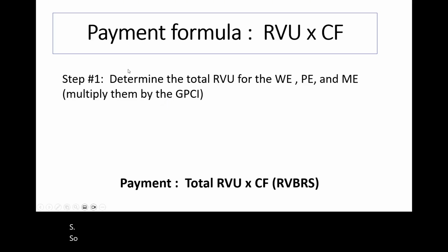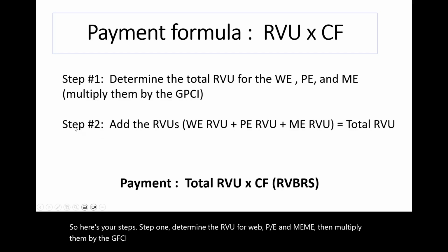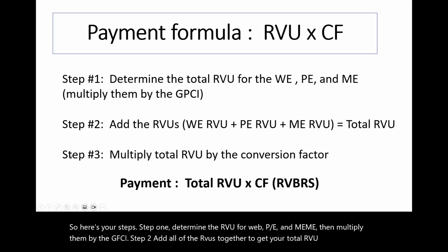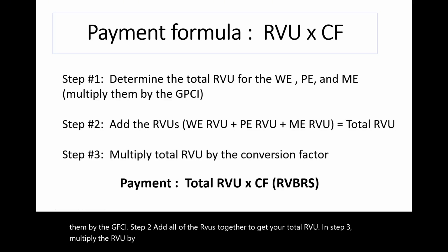So here's your steps. Step 1, determine the RVU for WE, PE, and ME, then multiply them by the GPCI. Step 2, add all of the RVUs together to get your total RVU. And step 3, multiply the total RVU by the conversion factor.